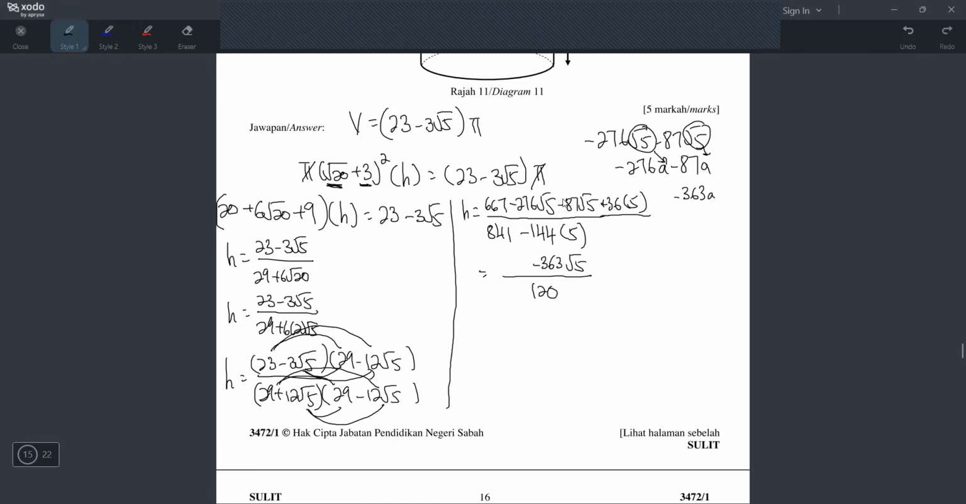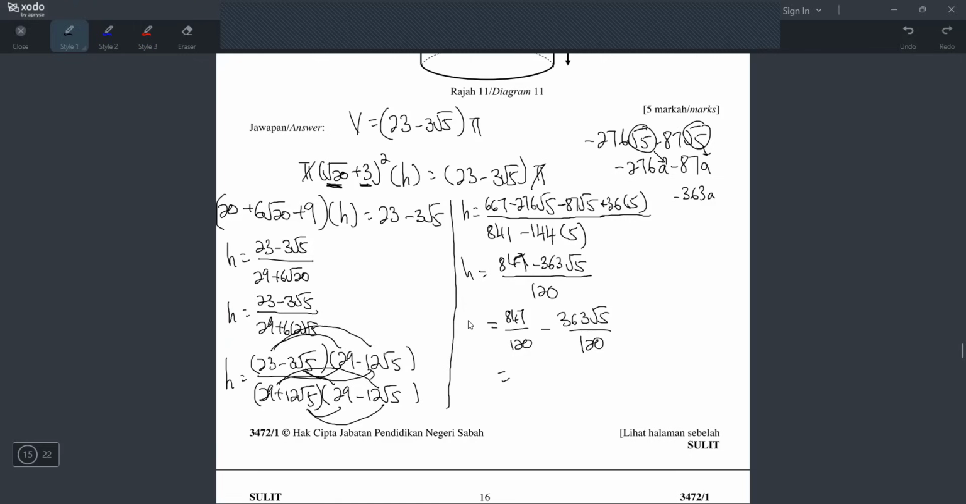And then what about the 667 and then the 36 times 5? You press 667 plus 36 times 5. So you get 847. Right? So this is the answer, but I can simplify this further. How to simplify? Can you see this one? Bawah ada satu term. So if bawah ada satu term, we can separate it like this. Okay. So when we separate it like this, it will become what? It will become 847 over 120 minus 363 square root 5 over 120.